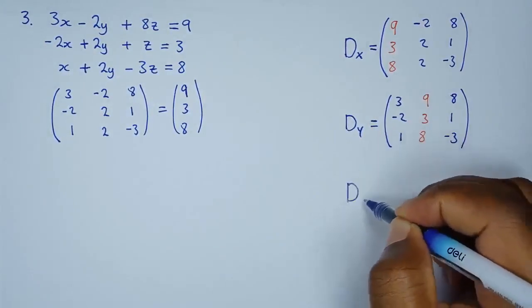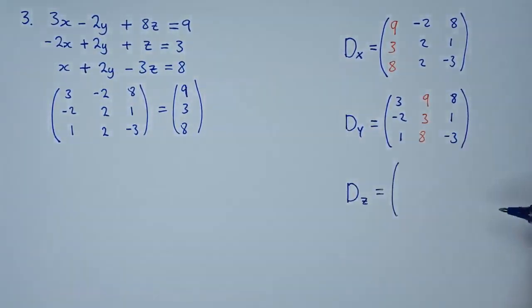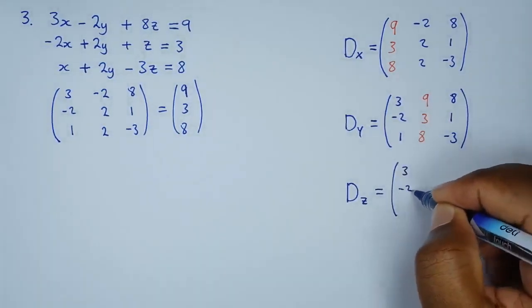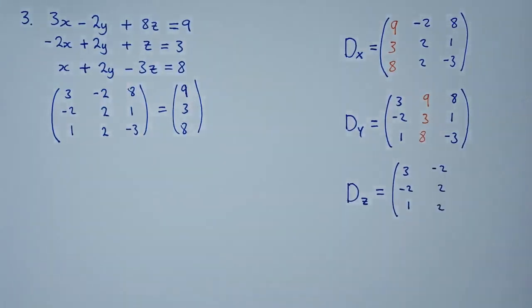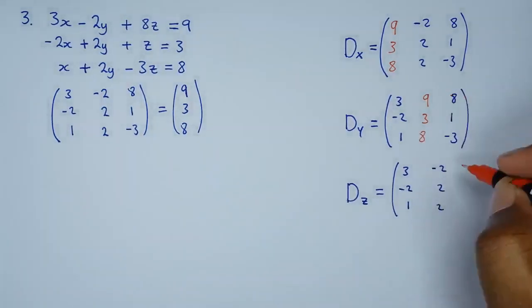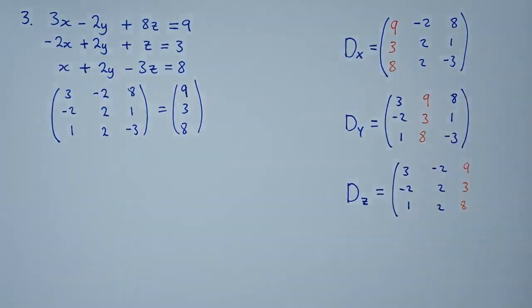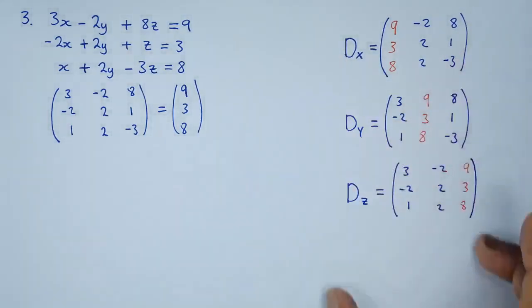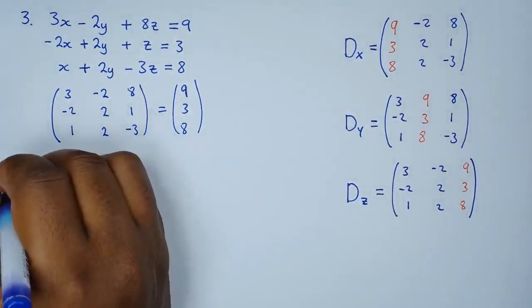Then lastly, the matrix dz. The matrix dz will be 3, negative 2, 1, negative 2, 2, 2. And lastly, we substitute the coefficients for z with 9, 3, and 8, like that. The determinants that will come from these 3 matrices are what we get as our dx, dy, and dz. But before all this, remember, we first have to find the value of d. So let's find the determinant d.